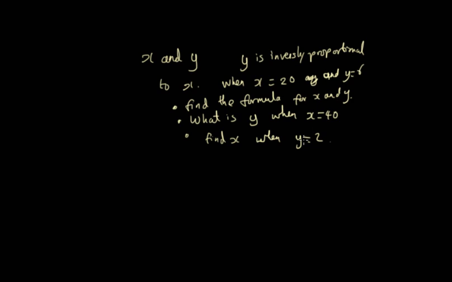So firstly the formula. So y is inversely proportional to x. So y equals k over x. So we know that y is 6 when x is 20, so we can find out k is going to be 6 times 20, so k is going to be 120. So y equals 120 over x.